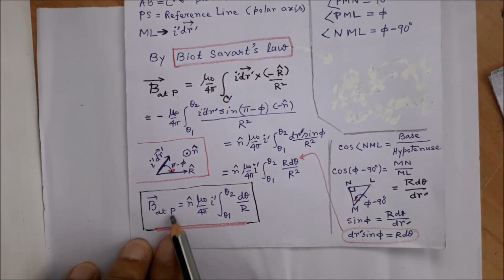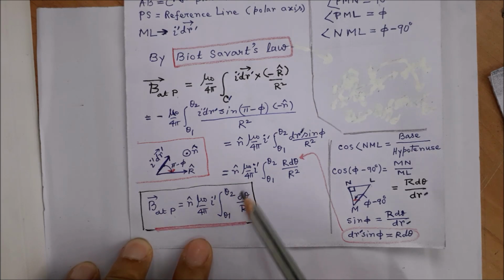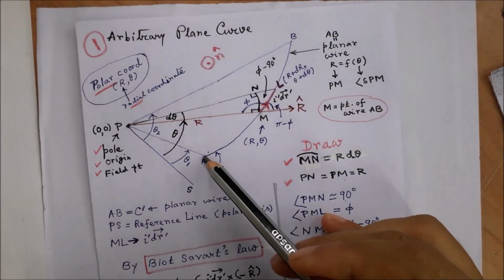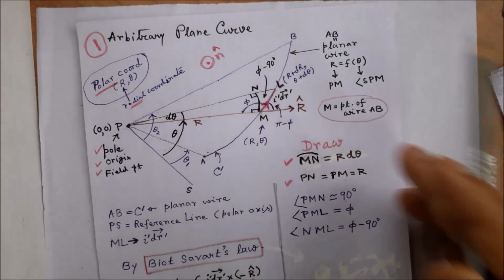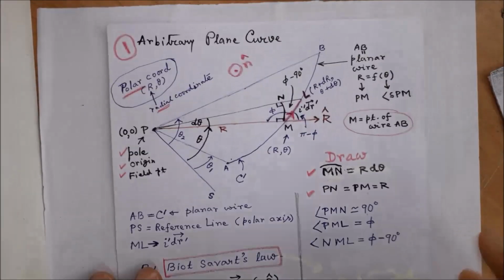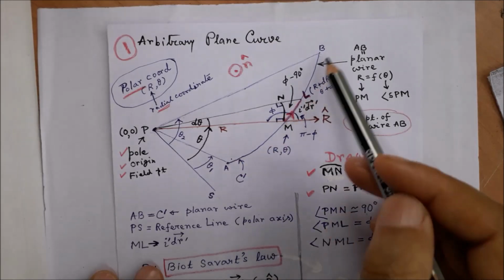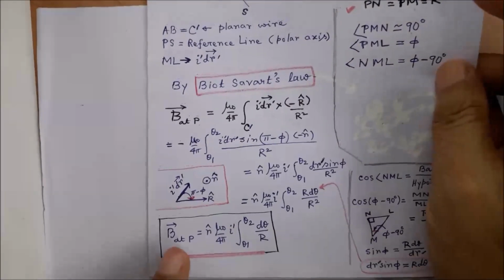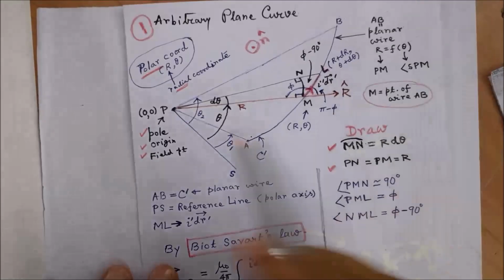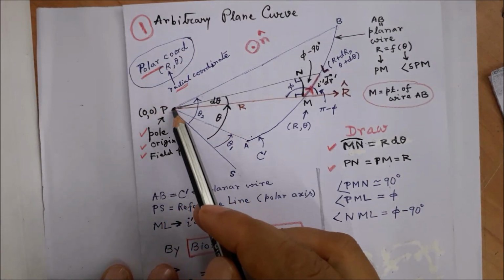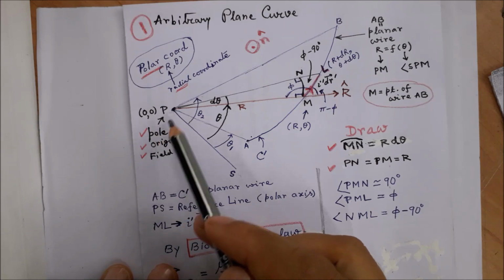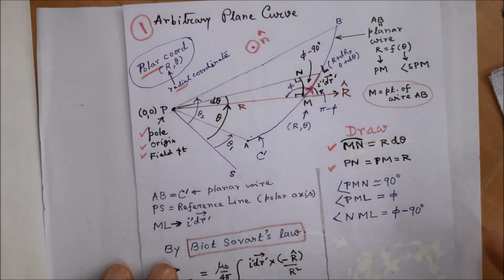So B at P is this one, where integration is to be performed from theta 1 to theta 2, that is from A to B. So the arbitrary plane curve produces this amount of magnetic induction at the pole. This is also called the pole. So P has three characteristics: it is a pole, it is an origin, it is the field point.